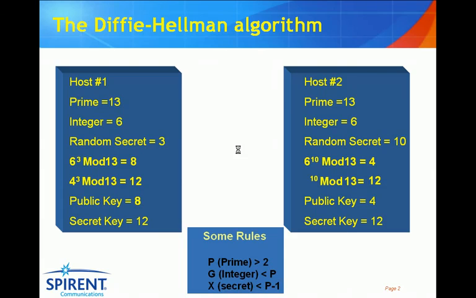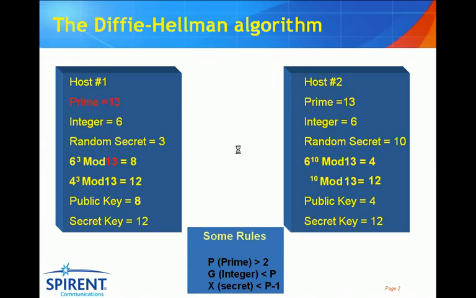To begin the generation of the first public key, this is the public key which is going to be transmitted across the network, we need to take the integer on host 1, for example, and raise it to the power of our secret, which in this case is number 3. We then take the prime number and we divide it into the result. So we take the 6 to the power of 3 divided by 13.